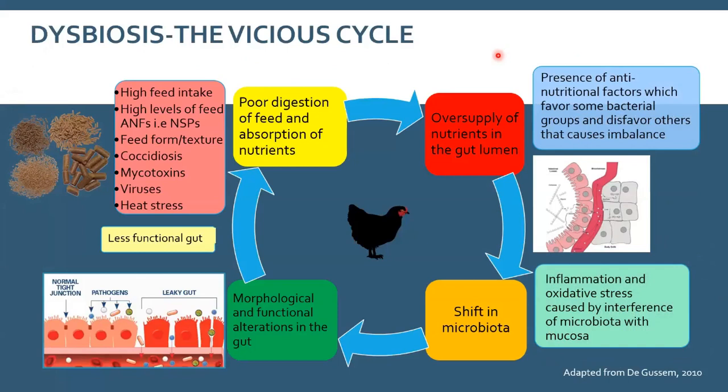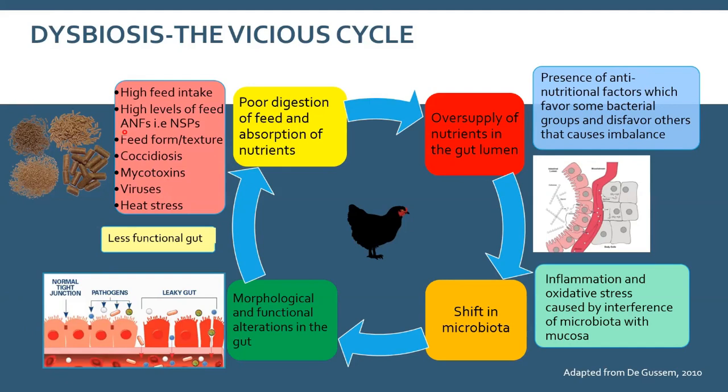So this is, in summary, what happens when we have feed as the instigator of this dysbiosis, or this vicious cycle of dysbiosis. Feed would usually have these anti-nutritional factors. They also have these mycotoxins. Sometimes feeds would cause poor digestion of feed and poor absorption of nutrients.